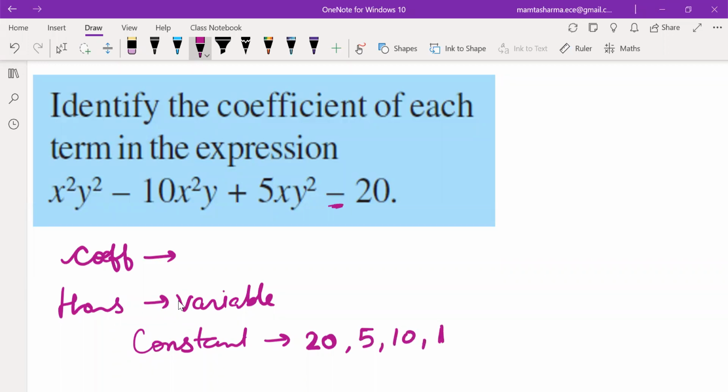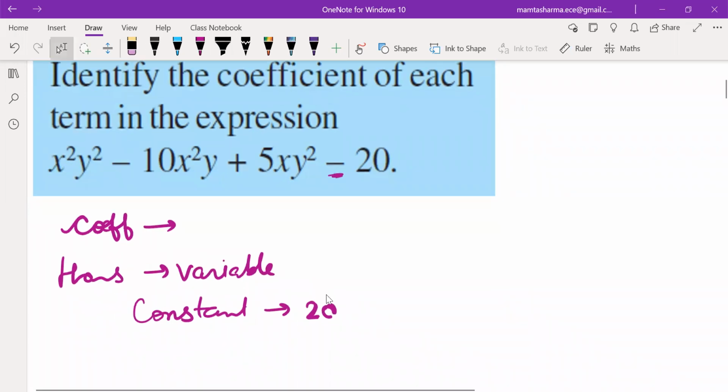Now Harshita will tell me. Ma'am, only 20. Yes. Harshita, tell me, constants are 20 or 5, 10, 1 all? Yes, it will be 20 only. Nityashri, it will be 20 only. A term without a variable is a constant. Yes, ma'am, I got confused.